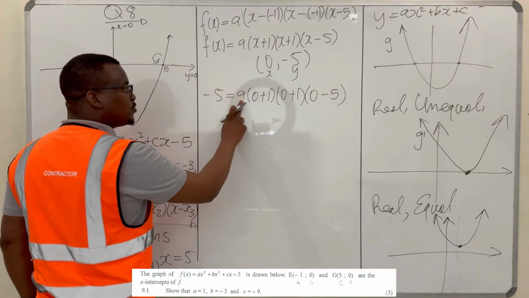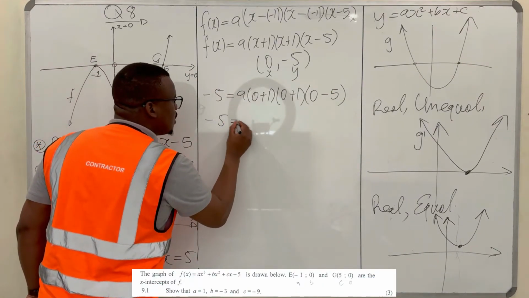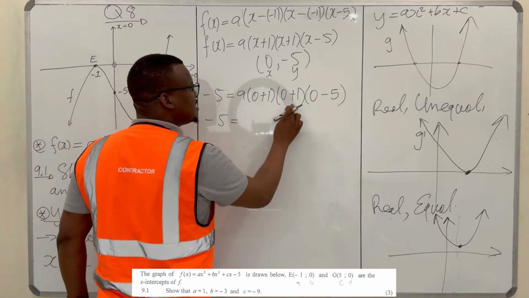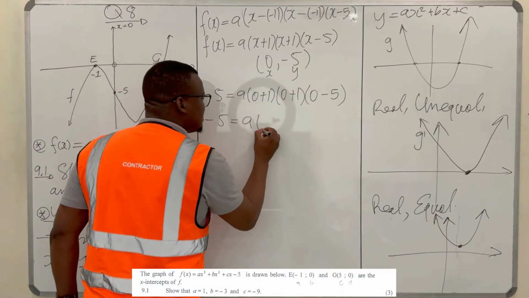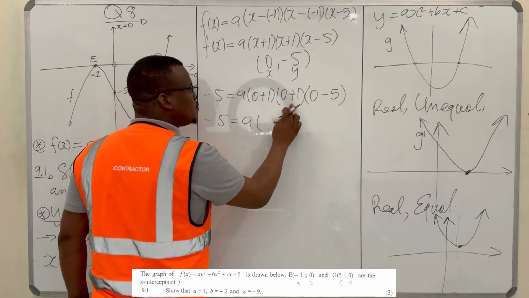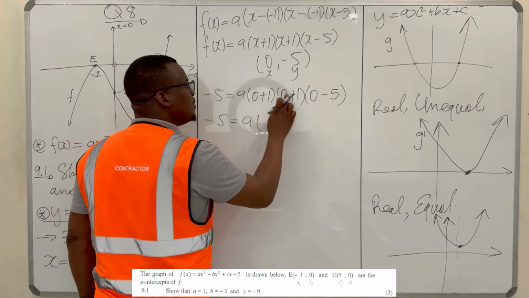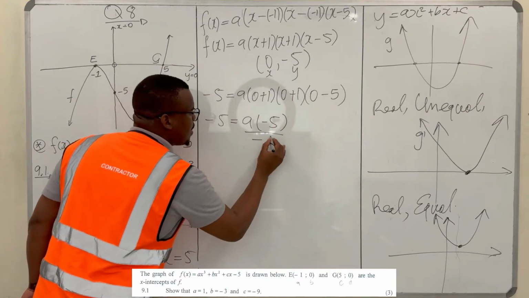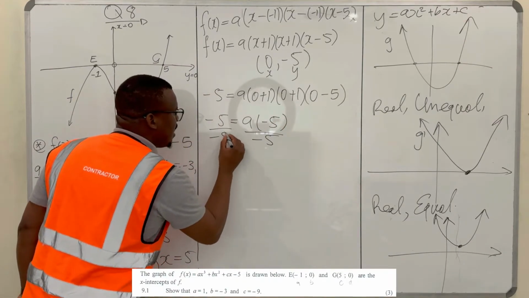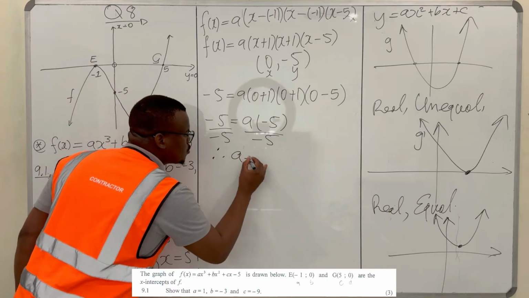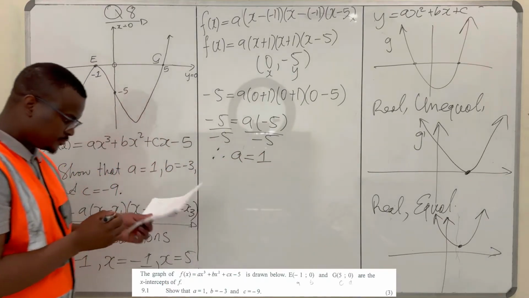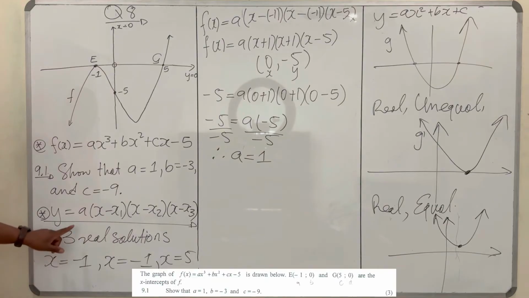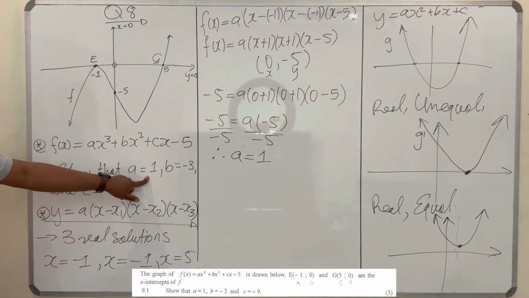Now we're left with a. So -5 is equal to, punch this in our calculator, this times that. You'll find a times 1, times 1, times -5, so this is -5. Then you divide by -5 on both sides and find that a is equal to 1, which is what they want us to prove over here.